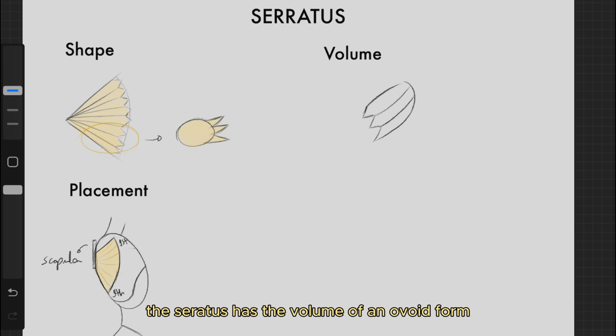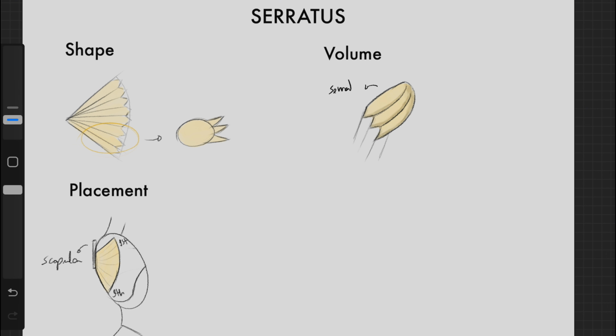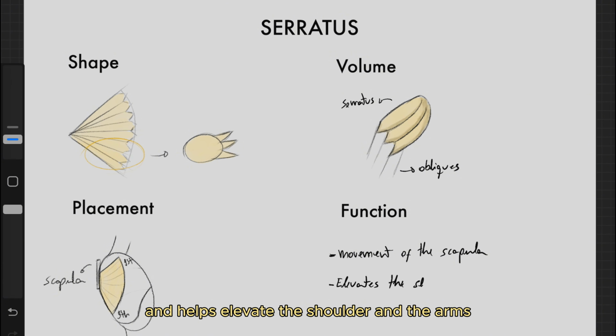The serratus has the volume of an ovoid form that interdigitates with the obliques, creating an overlap between these 2 muscles. It's responsible for moving the scapula and helps elevate the shoulder and the arms.